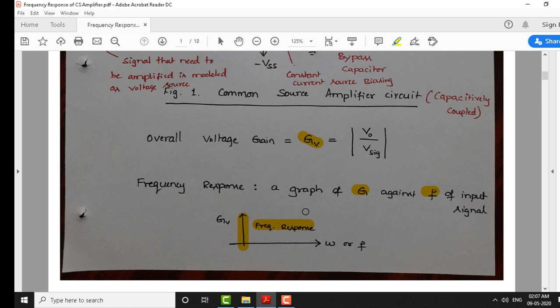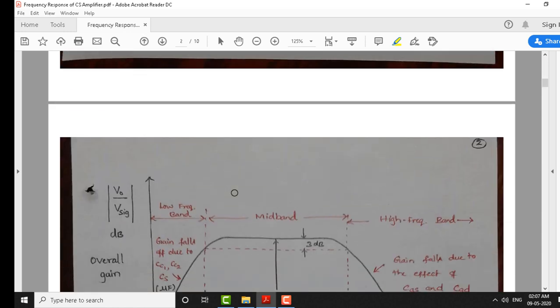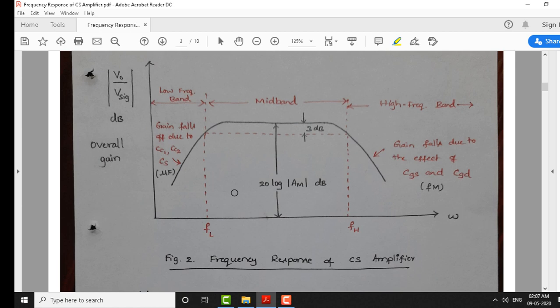Now let us see the frequency response of the common source amplifier. Here we have a plot of the frequency response. The magnitude of the voltage gain, V0 by V signal, is plotted along the y-axis. The various frequencies are plotted along the x-axis. Sometimes we denote it with frequency f, or we can denote it as omega.